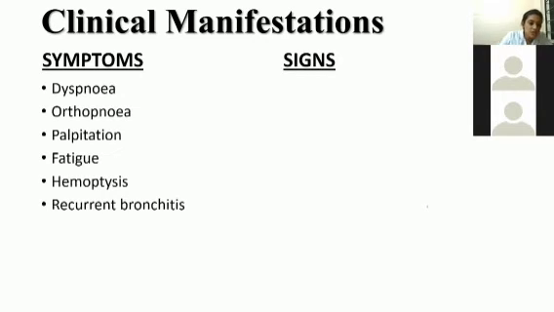Symptoms means whatever the patient is experiencing, and signs means whatever we can observe. Symptoms: first one is dyspnea, a breathing difficulty, and orthopnea, breathing difficulty with change in position. Palpitation, the patient can feel his heart beating very hard. Then fatigue, tiredness, then hemoptysis. Hemoptysis is blood in sputum. Then recurrent bronchitis they will be experiencing. These are the major symptoms.